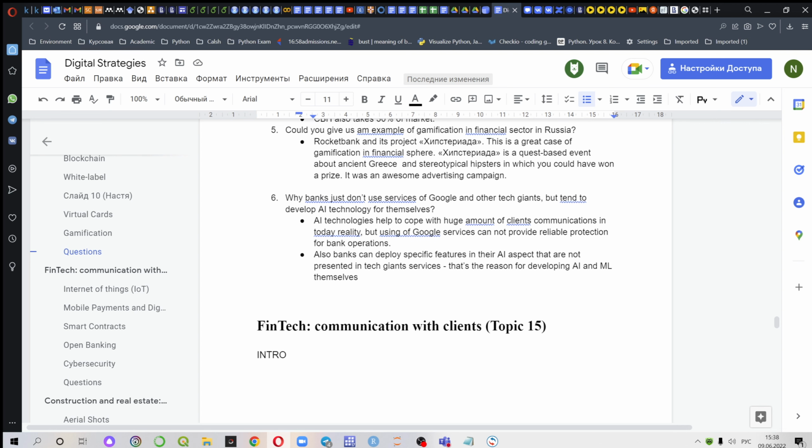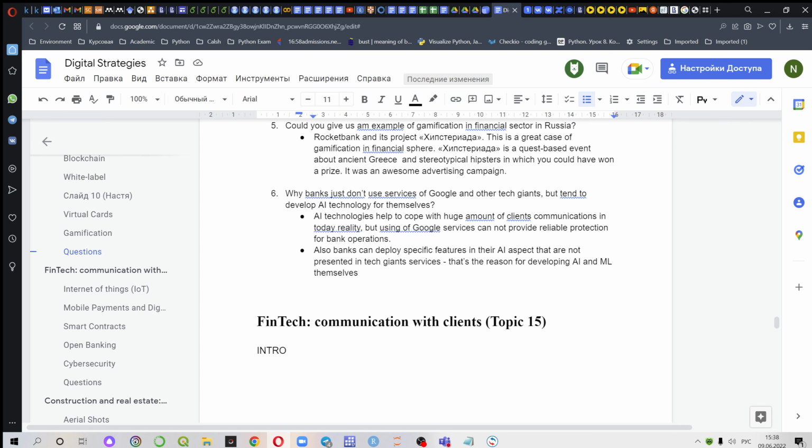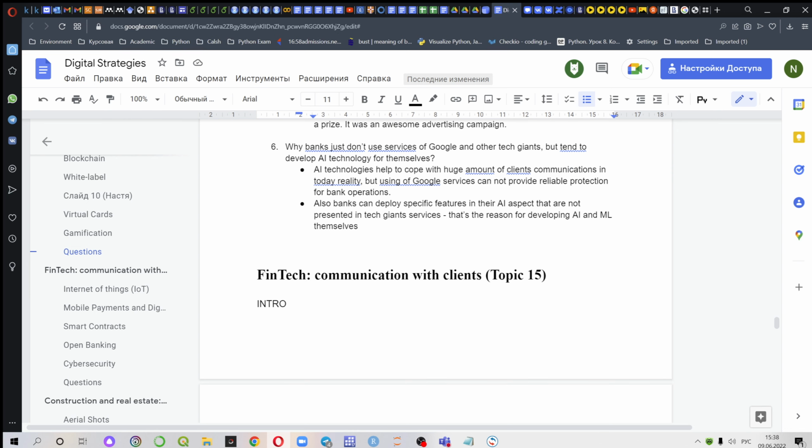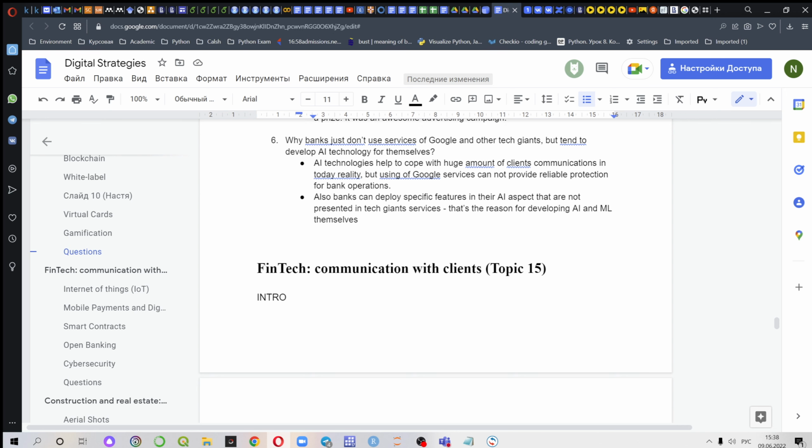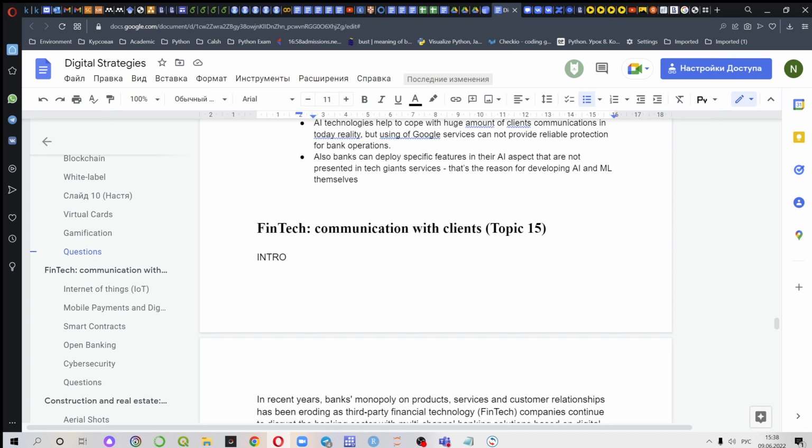Okay, so we think that AI technologies help to cope with the huge amount of clients' communication in today's reality, but using Google services cannot provide reliable protection for bank operations. Also, banks can deploy specific features in the AI aspect that are not presented in tech giants' services. That's the reason for developing AI and machine learning themselves. Something like that.